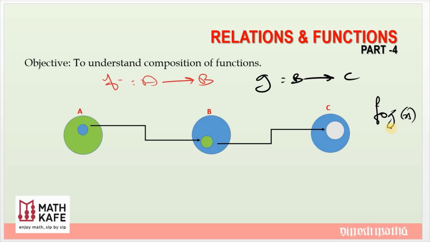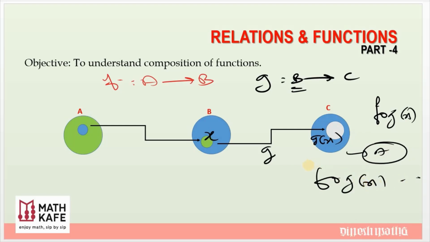f of g of x means I am taking an element x from the set B. This is x from here, and the operator is g here, and it becomes g of x. So we got g of x. Now what will happen? This g of x is here at C. The f function is mapped from A to B. See, this g of x is not mapped to A, and so you cannot find f of g of x in this case. Hope you got the idea.